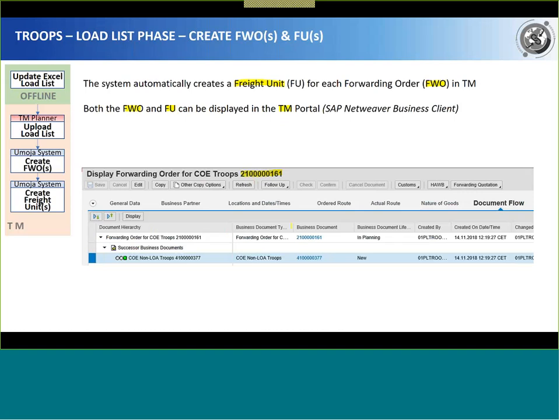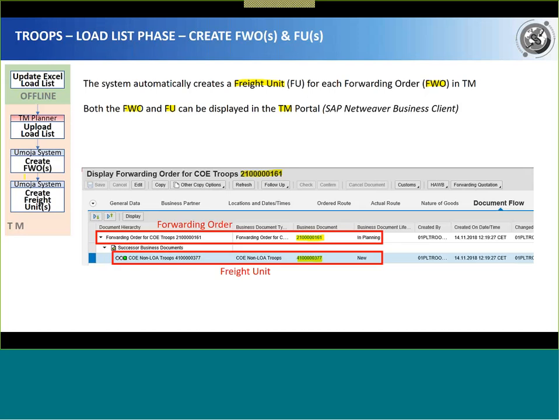And we can see the forwarding order, and also in this case the second number appearing here relates to a freight unit, and these two documents are the ones that are automatically created by the system once we complete the Excel upload. Okay, so here we have the forwarding order and we have the freight unit, and as we said, for each forwarding order we have a unique freight unit created.